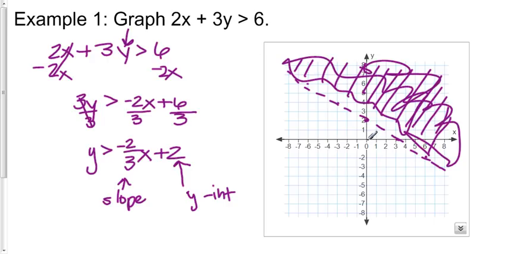So for example, if I pick the point 0, 3, that's in my solution set. That's in the shaded region. Another point in the solution set would be 4, 4. Anything in the shaded region is a solution. What that means is if you plug in the point, for example, 0, 3, for x and for y, we're going to get something that's greater than 6. Okay, so any point in here would satisfy the inequality if you plug in the x and the y values.